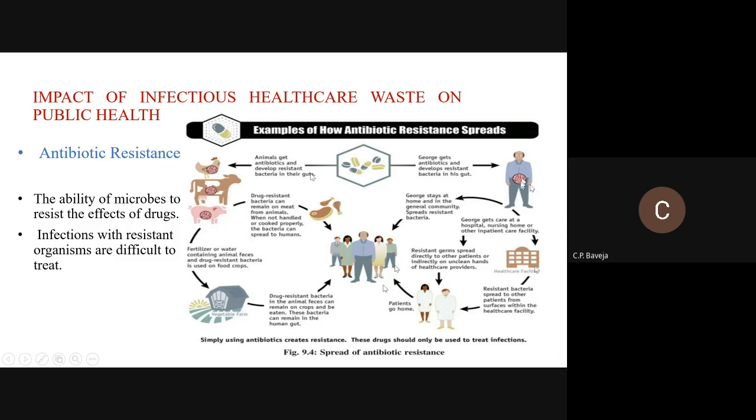Now coming to animals. Animals get antibiotics and develop resistant bacteria in their guts, like George. Drug resistant bacteria can remain on meat from animals, and when not handled or cooked properly, the bacteria can spread to humans. People ingesting meat which is not cooked properly get the bacteria. This is one way.